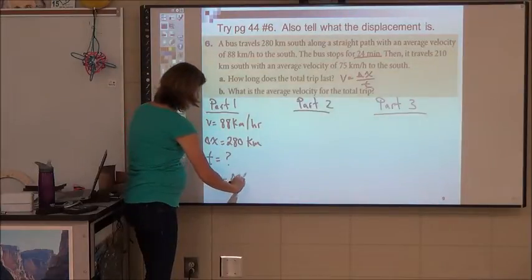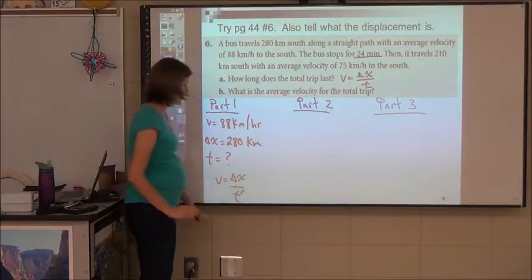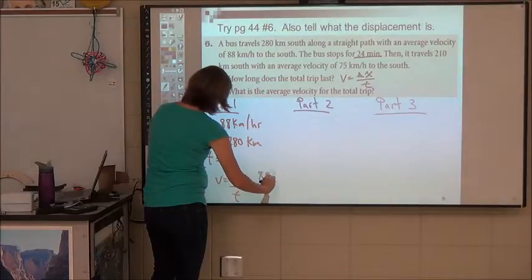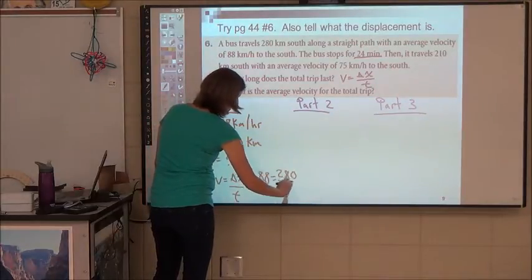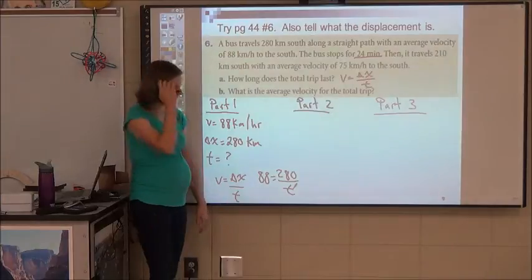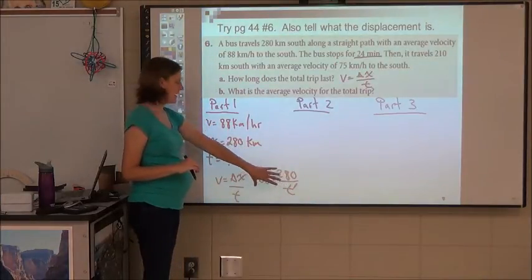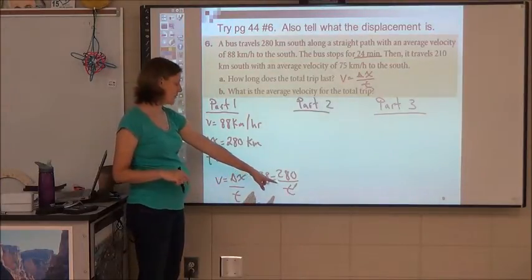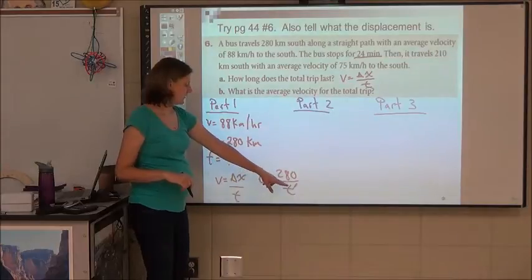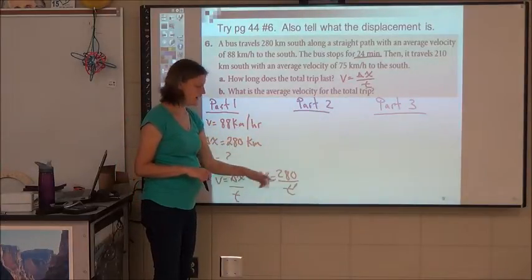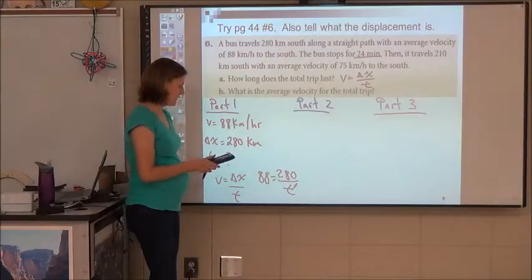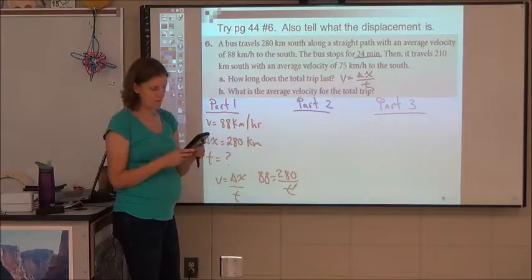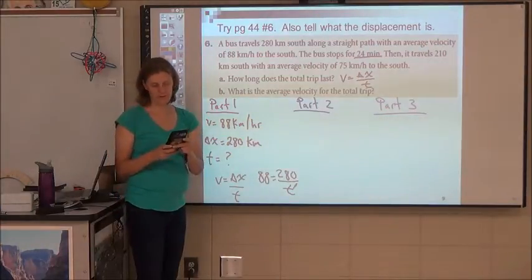So I will plug into velocity is displacement over time. I'm going to struggle with room here. So I'm going to say 88 equals 280 over t. And I will not spend a lot of time in this class doing all the algebra and rearranging to solve for t. I expect you now to know how to solve for time. You got to get out the denominator first, divide by 88. So 280 divided by 88, 3.2, a little rounding.